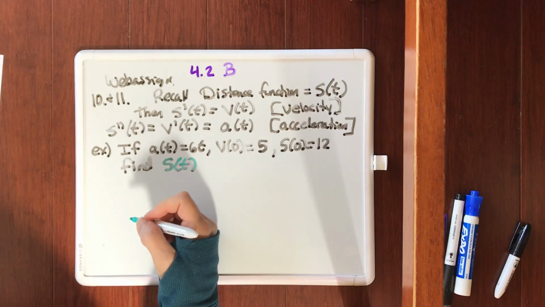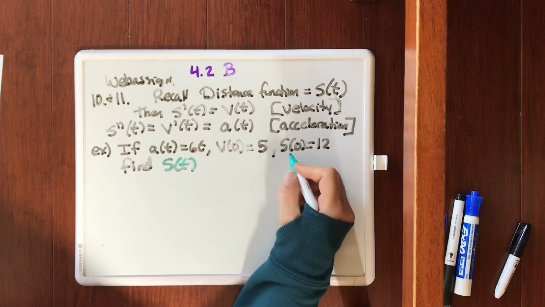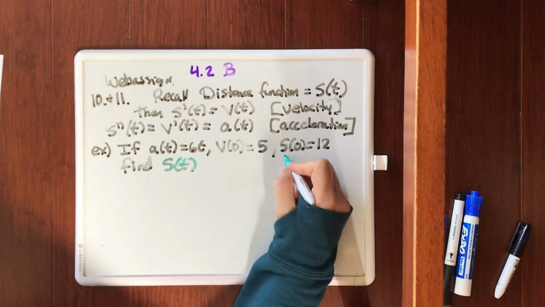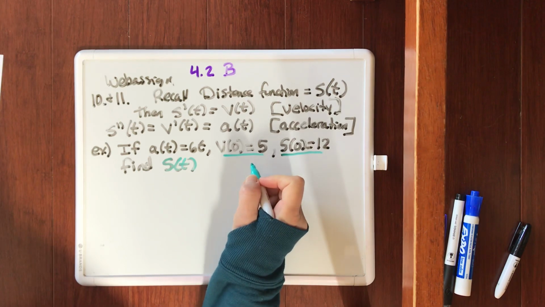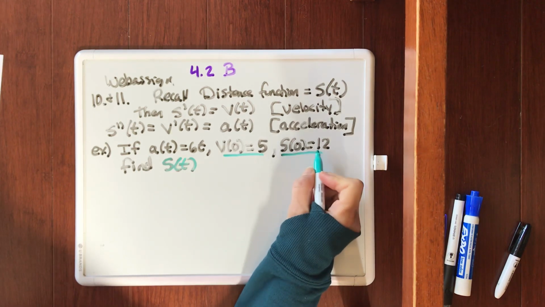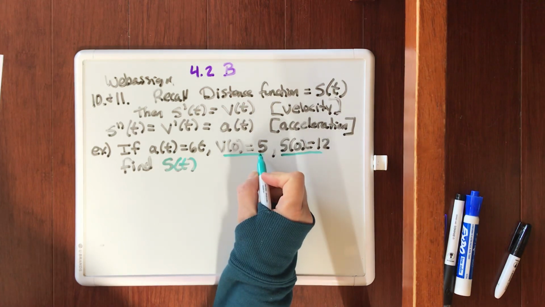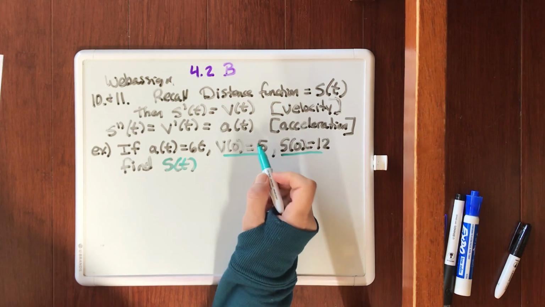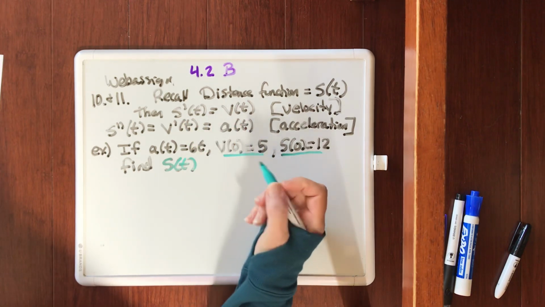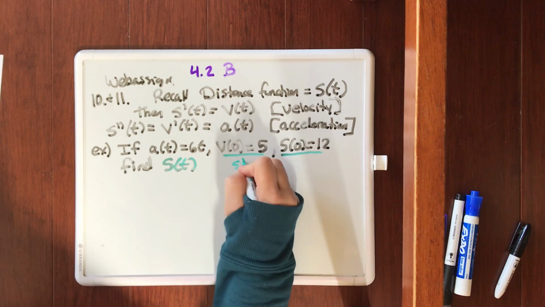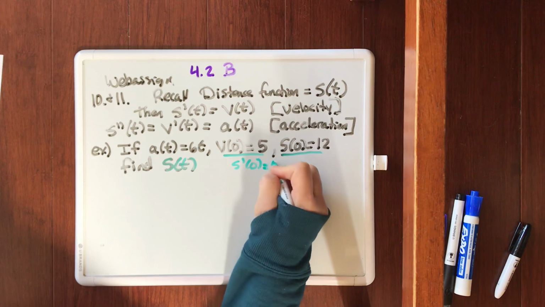Okay, so what do we know? What have they told us so far? We know s of 0 is 12. We know v of 0 is 5. If s of 0 is 12 and v of 0 is 5, and we know s prime of t is v of t, we can conclude that s prime of 0 equals 5.